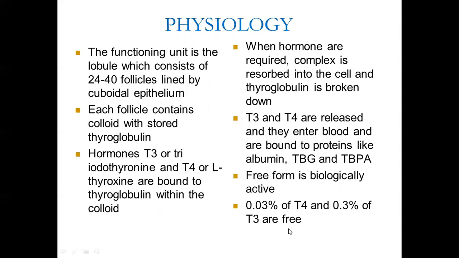And when released in the blood, more than 99% are bound to proteins like albumin, thyroxine binding globulin, and thyroxine binding prealbumin. Only a very small percentage is free, and this free form is actually biologically active. So about 0.03% of T4 and 0.3% of T3 are actually free, and they are biologically active and responsible for hyperthyroidism and hypothyroidism.